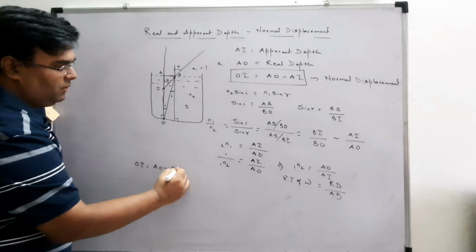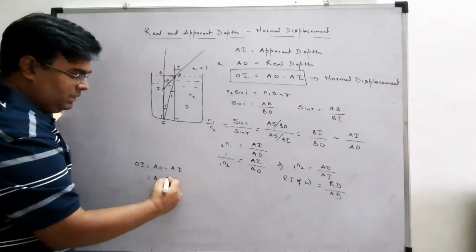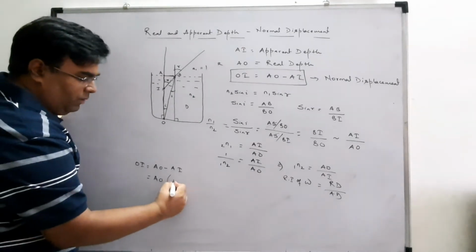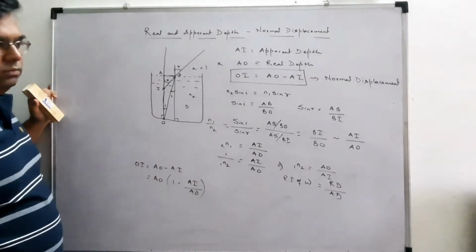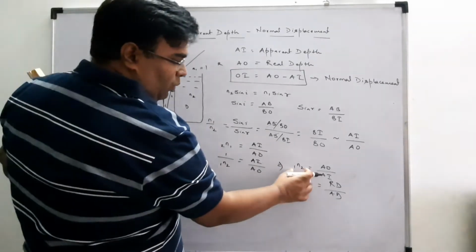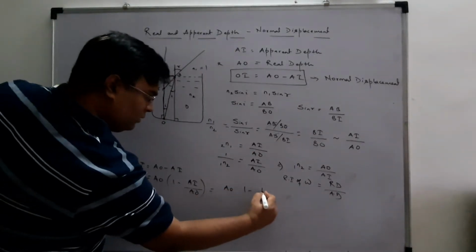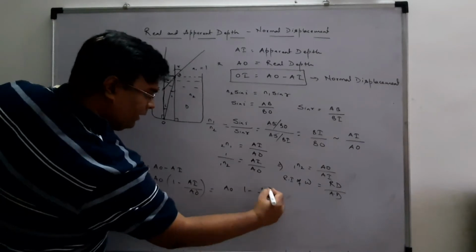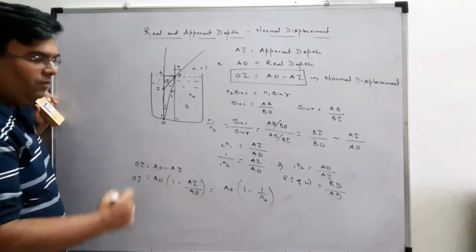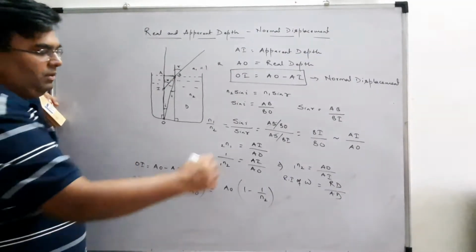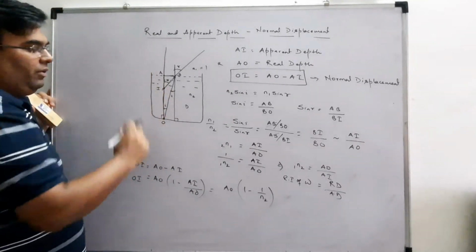AO minus AI. If you take AO as common, it will get 1 minus AI by AO. AI by AO is what? 1 upon N2. So you can write AO times 1 minus 1 upon N2. N2 is what? The refractive index of water. So this is how you can calculate if you know the thickness or the depth, the real depth, right?